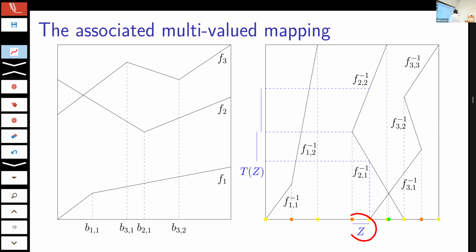And take some interval Z, let's say this little line segment, and the image of this little interval under the mapping is this interval and that other interval. Not the union of those two intervals, okay? It's not the whole line segment. It's a set containing these two intervals separately, okay? So this is how we think of this mapping T.